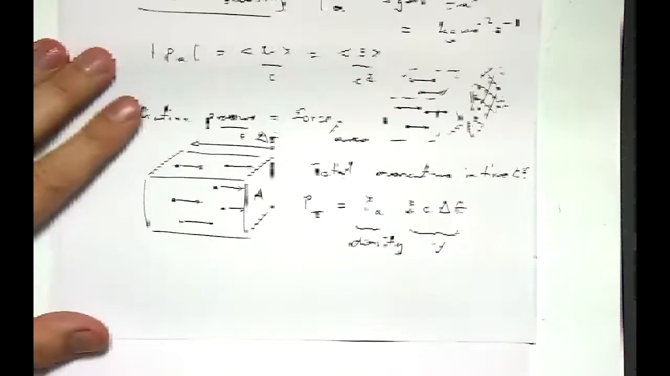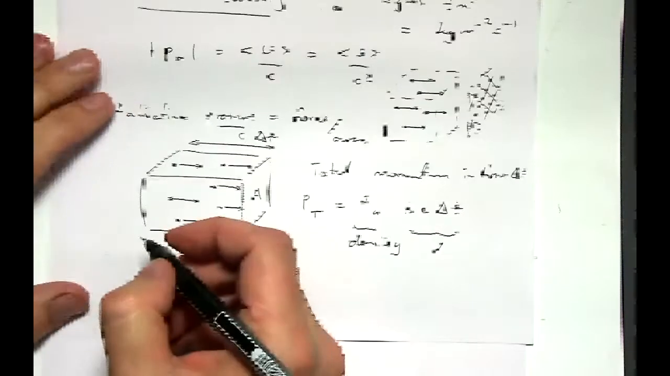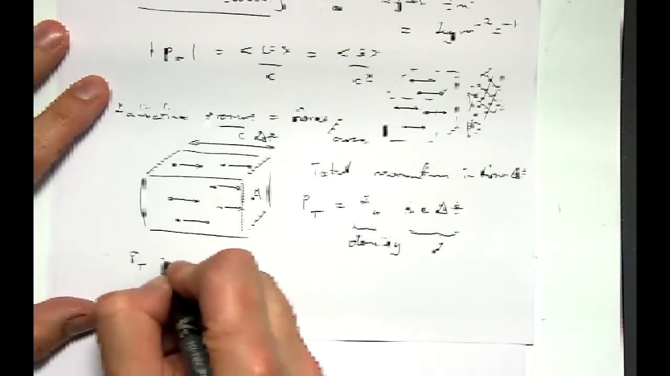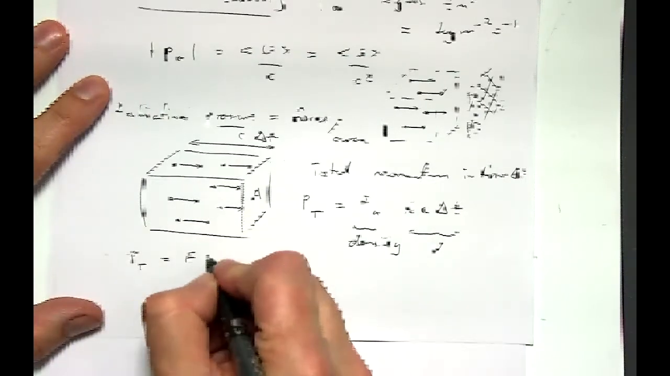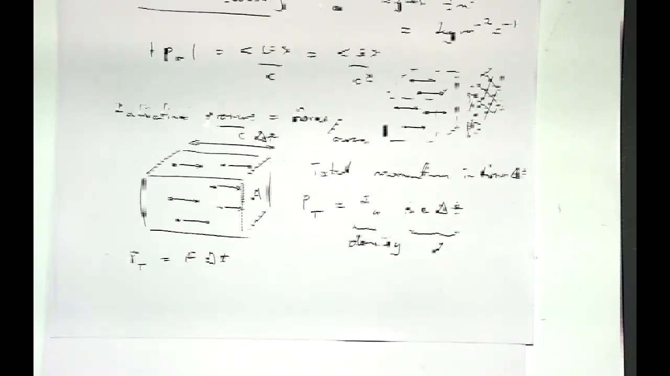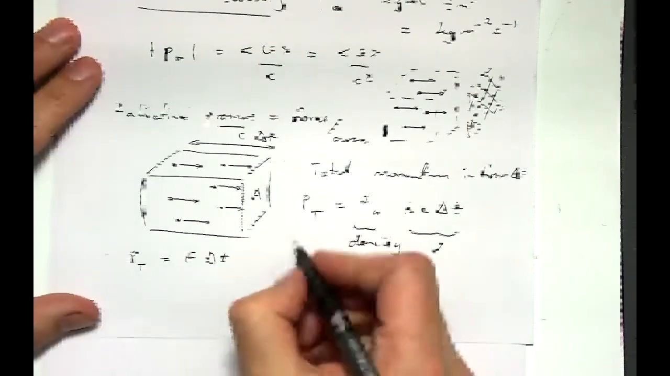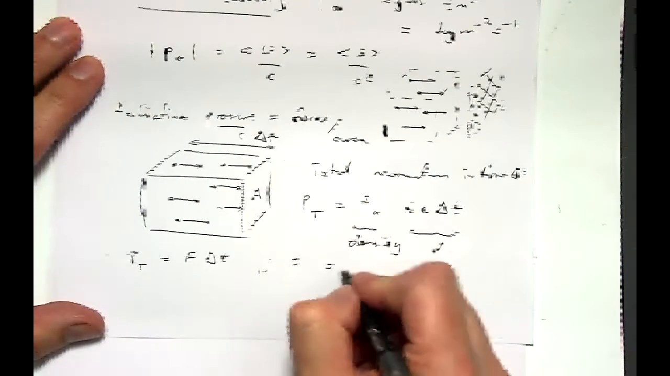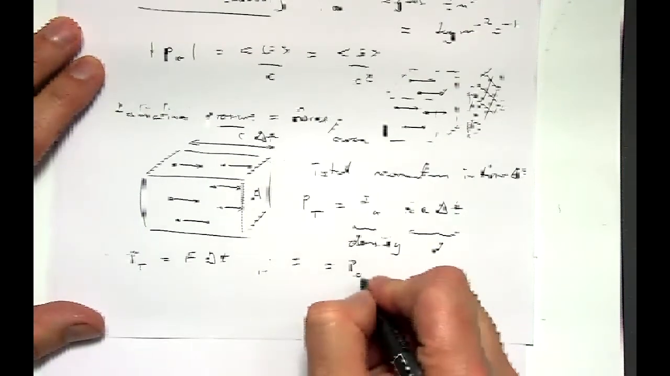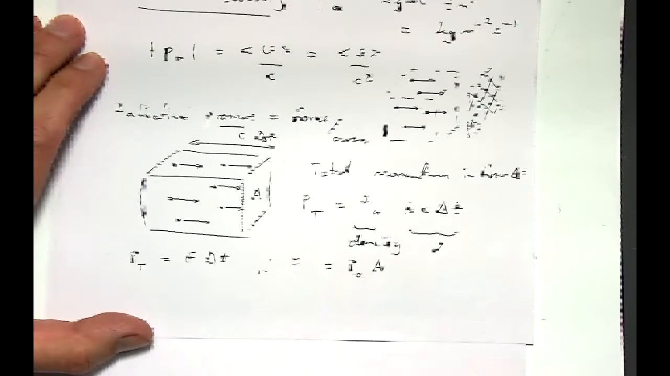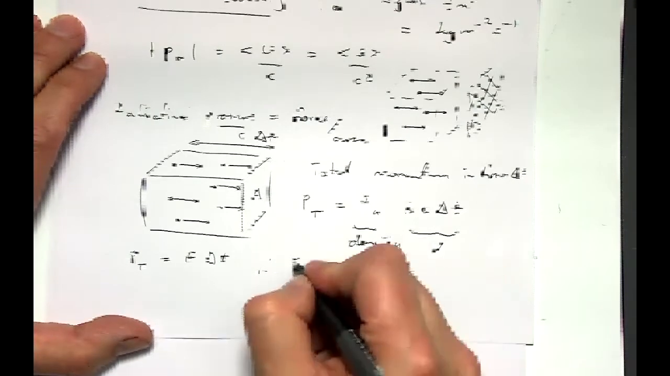So it looks like a little bit of jiggery-pokery, but it's all fine. And remember that the momentum transfer we define as being the force times delta t. It's the impulse, isn't it? So therefore we can simply write down that the force is equal to P_A, the momentum density, times that area times c.